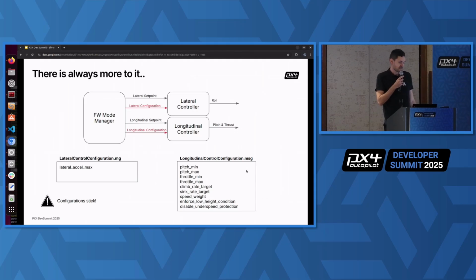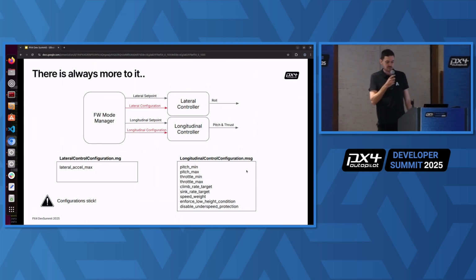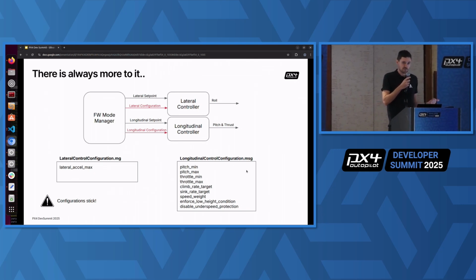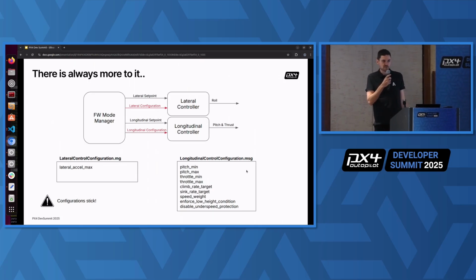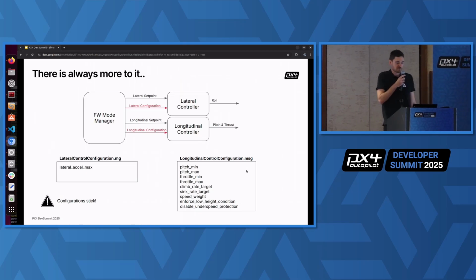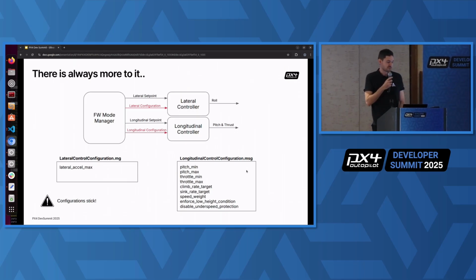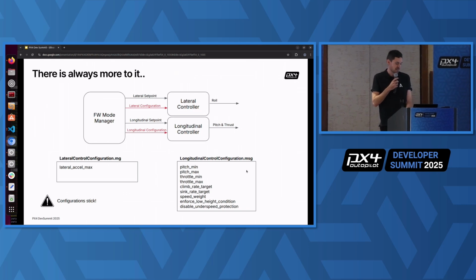Yeah, and then we have three very much tech-specific fields that can be set. The speed weight is to balance between prioritization of airspeed versus altitude. So, for example, a gliding plane wants to have full priority on the airspeed, do not stall, while it can't really control altitude directly. And then we have the two flags for slow height condition and disable ground underspeed protection. Those are really set in special flight states. For example, for landing, you don't want to have your low airspeed check hitting when you're about to flare your vehicle.